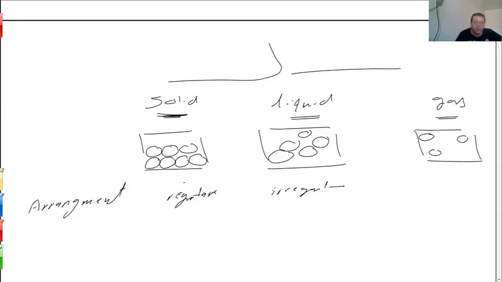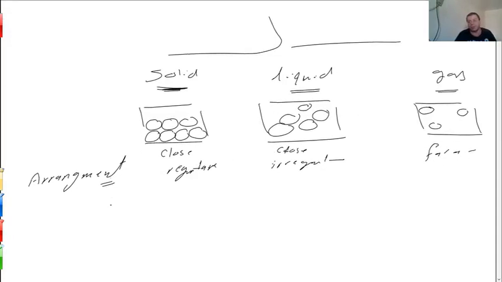This one is close, and this one also, the particles close to each other. These particles close to each other. This one far apart, or completely away from each other. But the first point of comparison which we have: close and regular, close and irregular, and far apart. This is if you're going to use arrangement as a point of comparison.